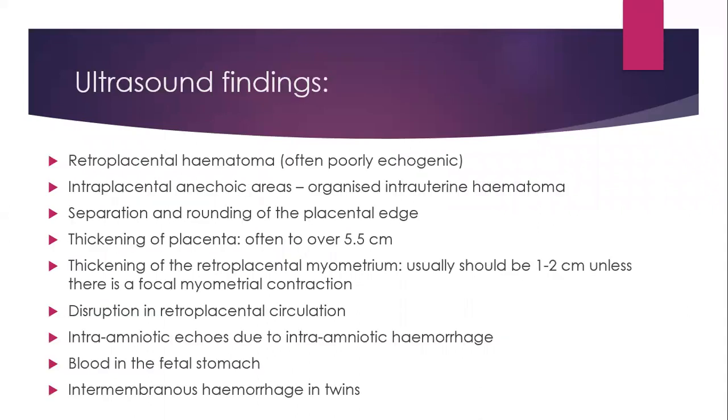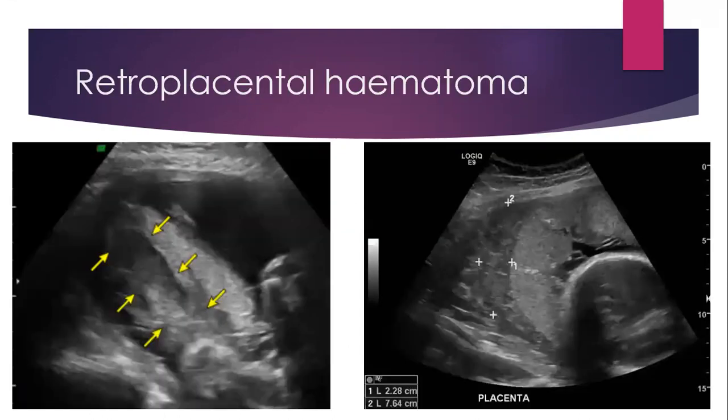There are many ultrasound findings, but it is a clinical diagnosis, not a diagnosis based on ultrasound findings. I'm only going to show you the 3 most important ones that we tend to pick up. So we have your retroplacental hematoma. Most of the time it's in your concealed placental abruptions, where you'll have the retroplacental hematoma.